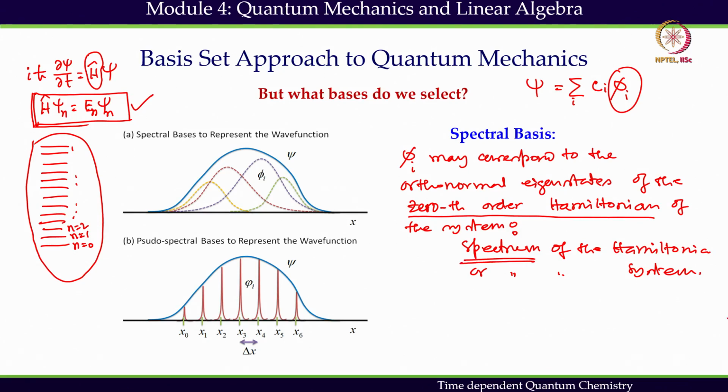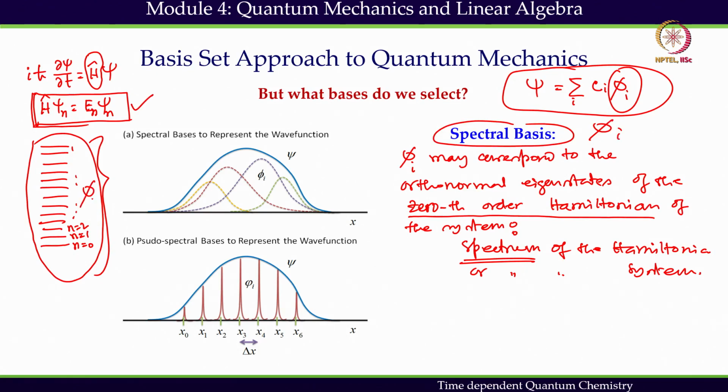Now, one can use those eigenstates to expand the total wave function, and if we do that, then it is called a spectral basis. Then I have this phi I. So, if I use these eigenstates, or the spectrum of the Hamiltonian, as the basis to expand my total wave function, then it is called a spectral basis.